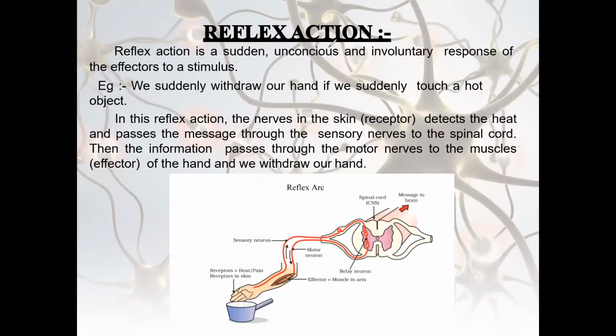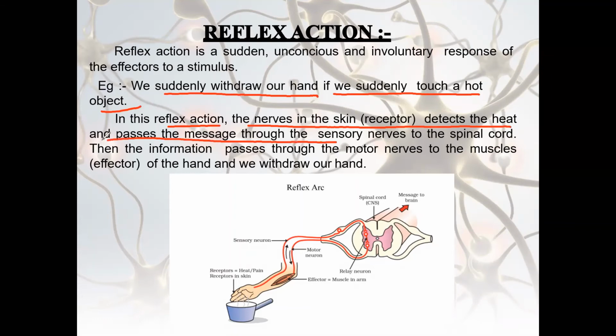Now we will move ahead to the reflex action. What is a reflex action? It is a sudden, unconscious and involuntary response of the effector to a stimulus. For example, we suddenly withdraw our hand if we touch a hot object. In the reflex action, the nerves in the skin detect the heat and pass the message through the sensory nerve to the spinal cord. Then the information passes through the motor nerves to the muscles of the hand and we withdraw our hand.